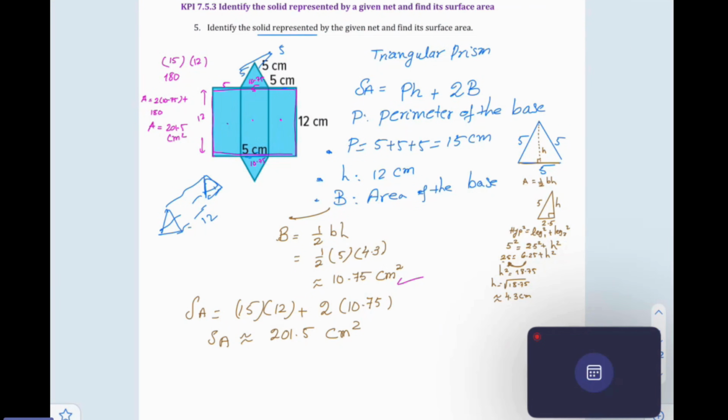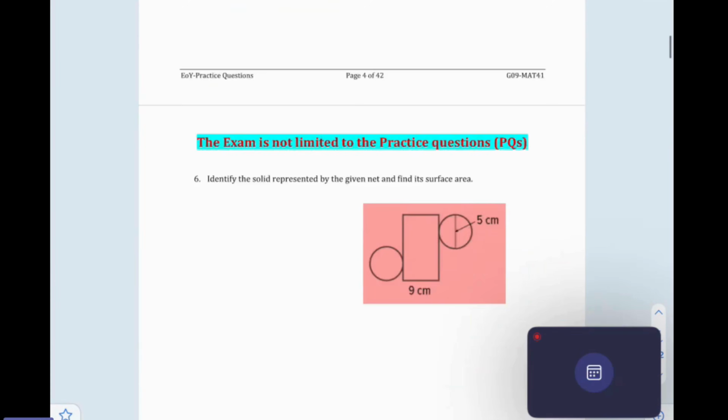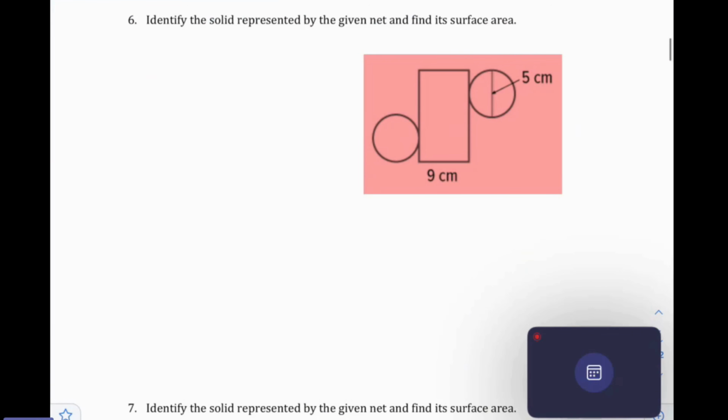Okay, great. Let's move to the other net. And this is very clear that we have 2 bases. Each one of them is a circle. And the lateral face, meaning the side, is a rectangle, which is exactly what a cylinder looks like. Circle up, circle down, exactly a copy of the first one. And this is the cylinder.